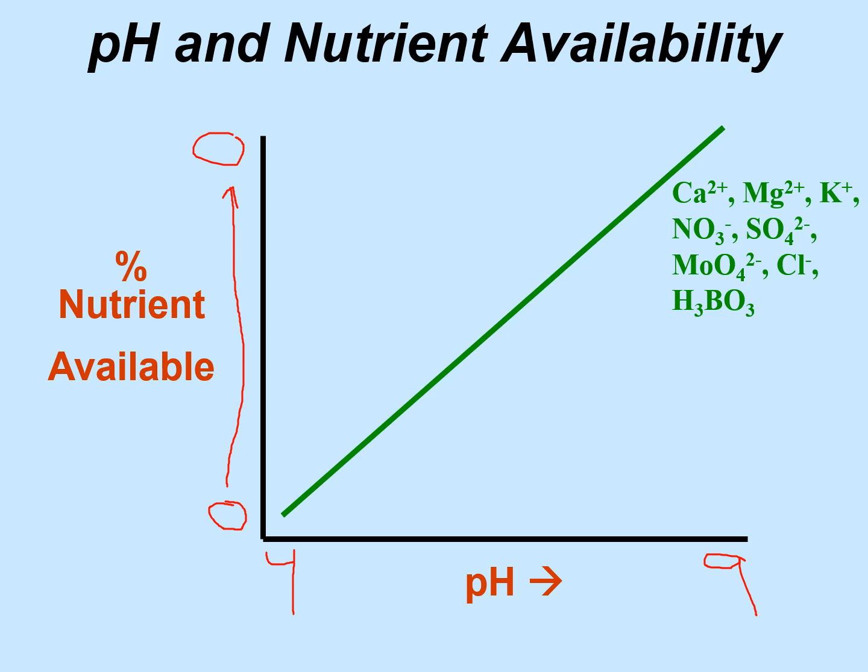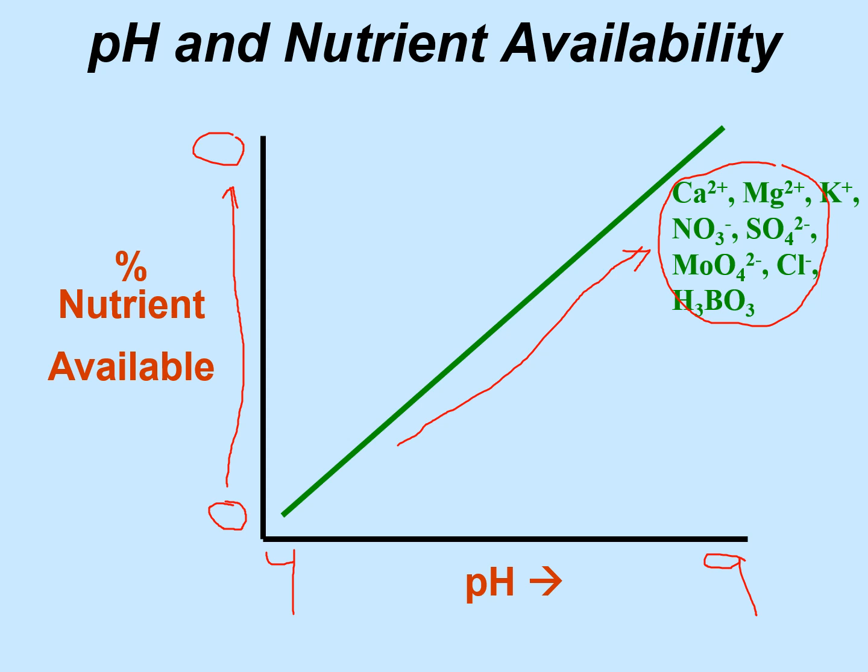So the first trend is the green line, and what that is showing you is that the nutrients that follow this trend, calcium, magnesium, potassium, nitrate, sulfate, molybdate, chloride, and boron, as you increase pH, their availability, or the ability of plants to take up these nutrients, is going to increase.